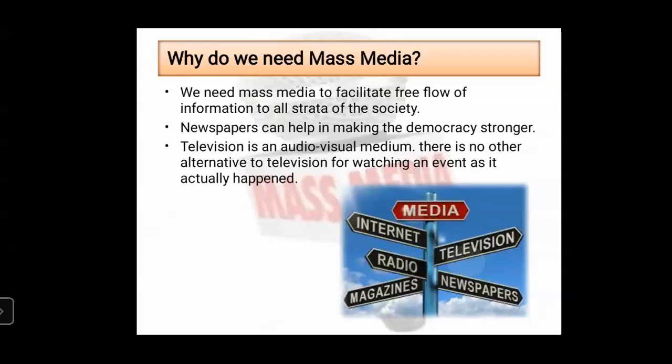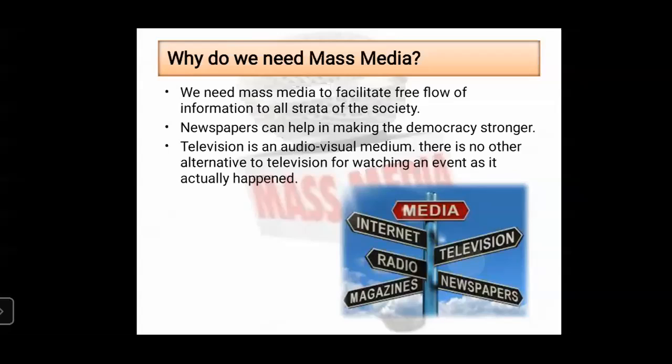A very important role played by the newspaper is that people can give their opinion through the newspaper to the government, right? So whether they agree or not agree, or how they are finding the law, they can convey their message through the newspaper or the mass media.